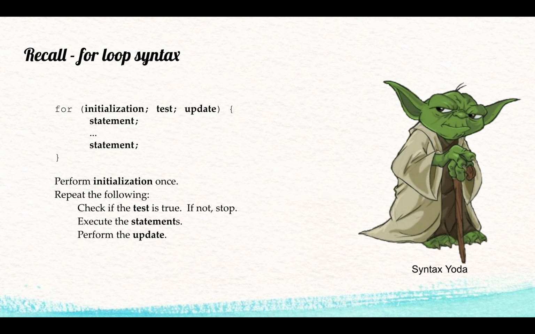As long as we pass the test, as long as the result of the test is true, we execute the statements in the body of the for loop, and then we update, usually our initialization. And then we test, and we do the body, and update, test, body, update, until eventually we test and we fail, and we leave the for loop.